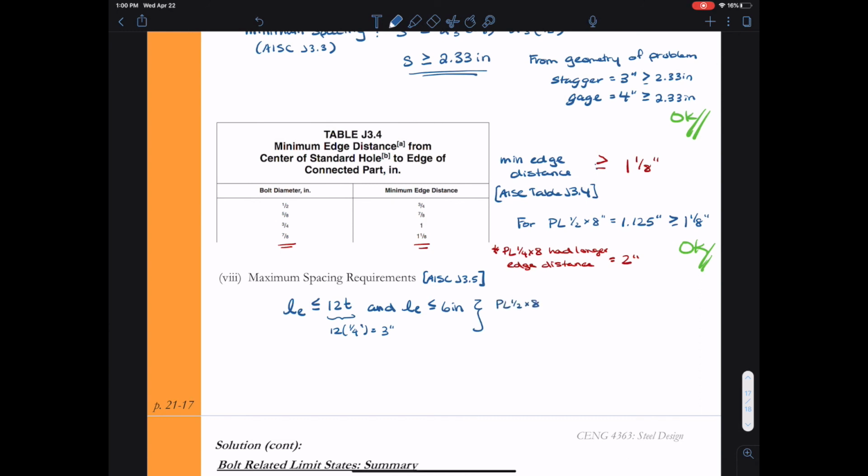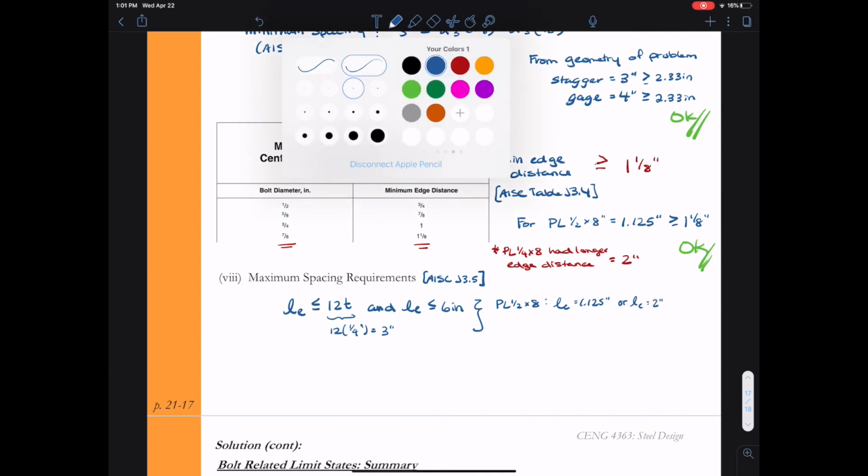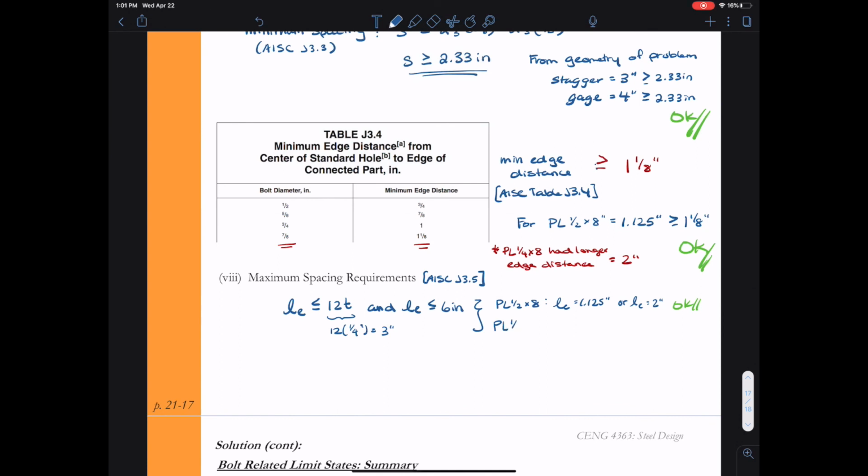Both my PL 1/2 by 8 member and my PL 1/4 by 8 inch splice plates will meet my requirements. So I see for the 1/2 by 8 inch member, I had an edge distance of 1.125 inches. For the 1/4 by 8 inch splice plates, I had an edge distance of 2 inches. And so both of those do not exceed the maximum value. I have the OR in there.